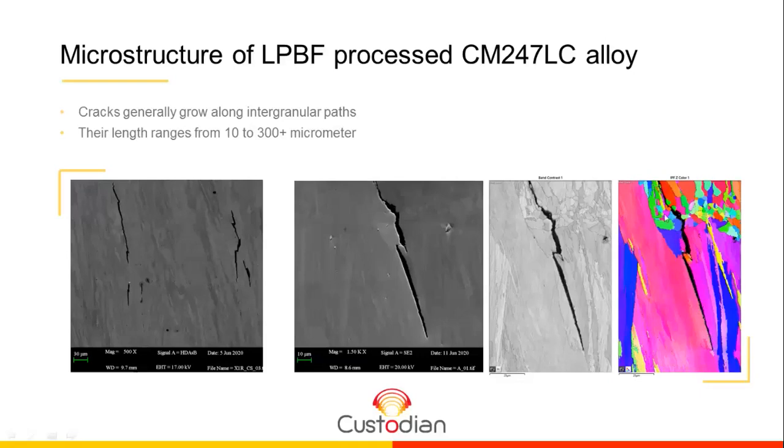So the information you can get from this kind of result is that the cracks grow in an intergranular mode, trying to run along the grains that are highly misoriented. We call them high-angle grain boundaries.